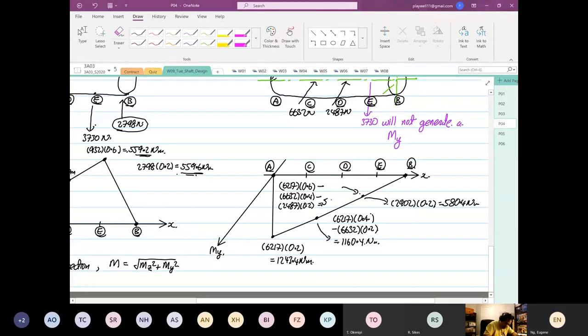Again, some rounding error, because I round off some figures. So it's the same. You decide which direction.